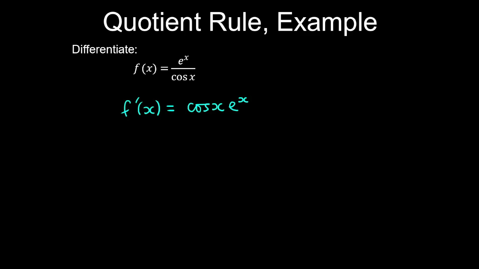So we keep the top function constant and differentiate the bottom function. And that's divided by low squared.